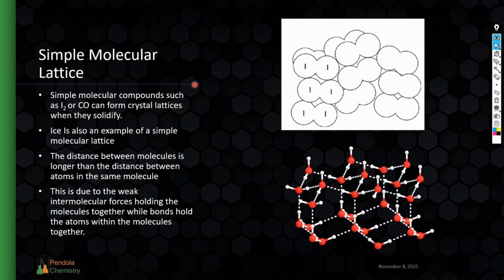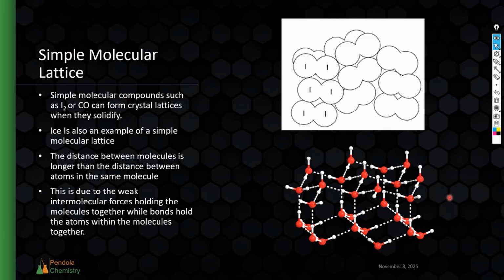Now, simple molecular compounds are essentially the kind of molecular or covalent compounds that we are used to. Things that are in molecules. Things like I2, carbon monoxide, carbon dioxide, methane, water. They form simple crystal lattices when they solidify. So whenever we freeze a compound that's made out of molecules, like I2, like water, like carbon dioxide, we create a very simple molecular lattice.